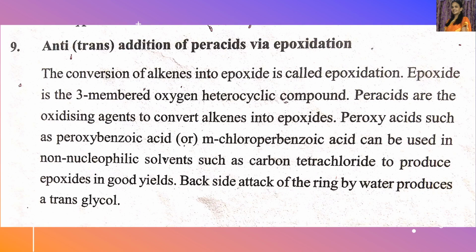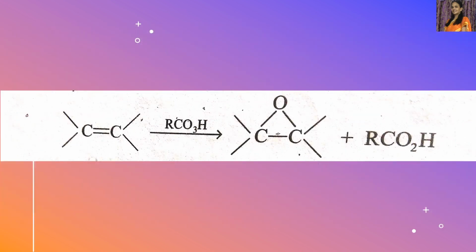Now let's see the reaction with the help of an example. Here is a general reaction we consider. This is an alkene, C double bond C. It is treated with a peracid. RCOOH is an acid, whereas in RCO3H three oxygen atoms are present. So this is a peracid. Then what happens? It gives one oxygen to the alkene. It oxidizes the alkene to an epoxide.